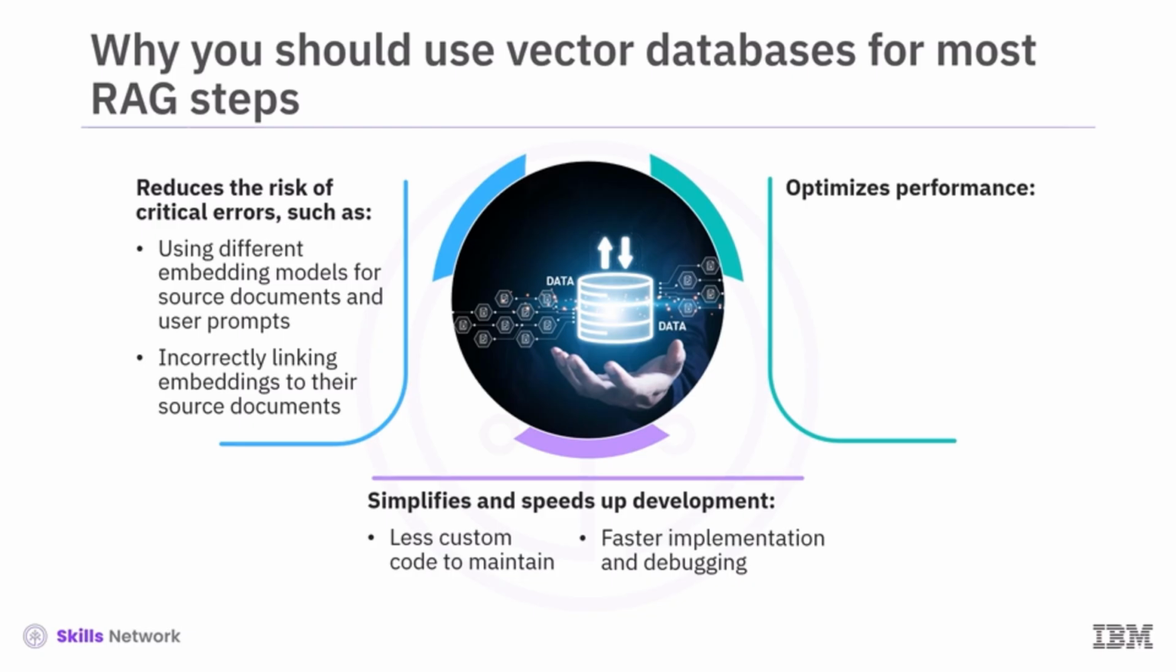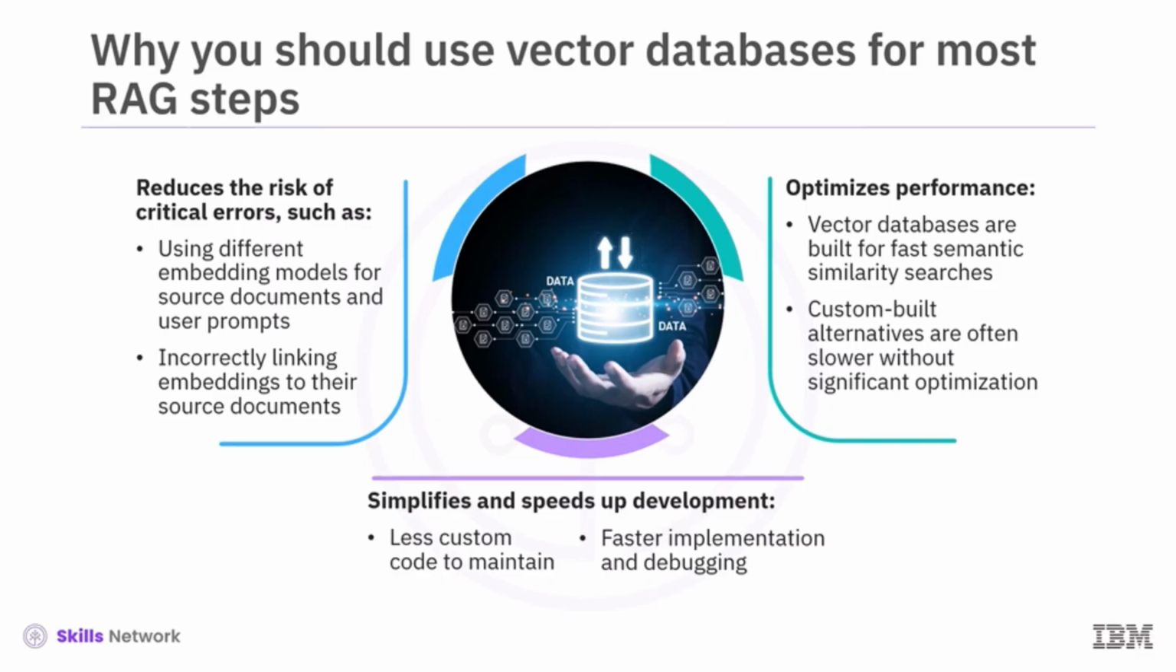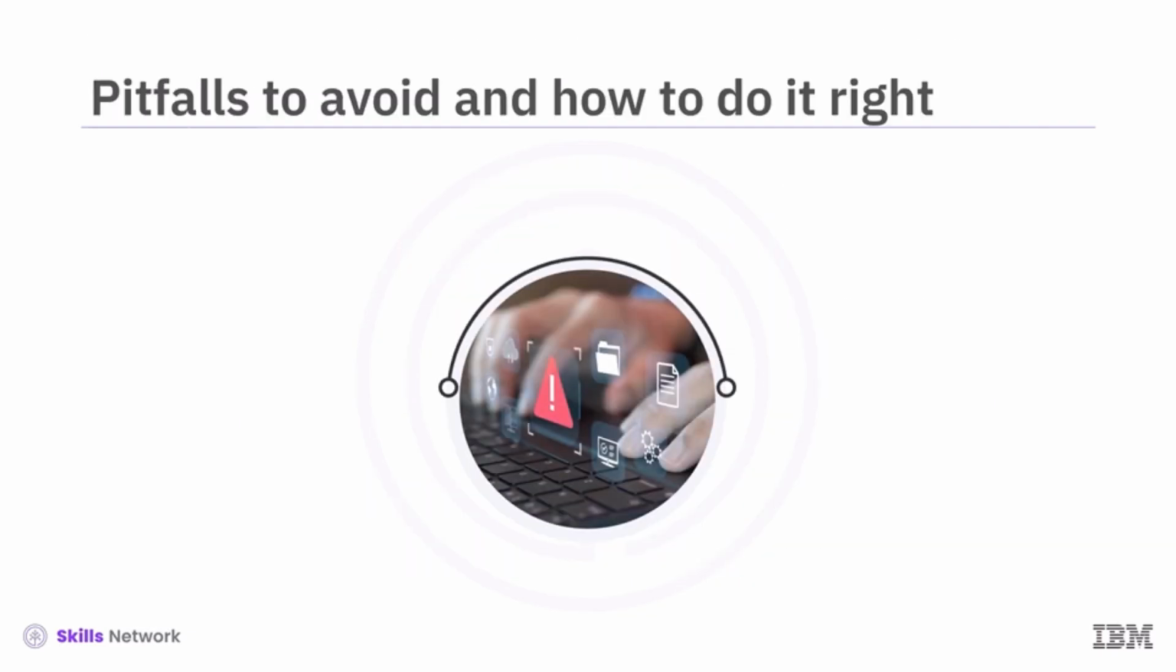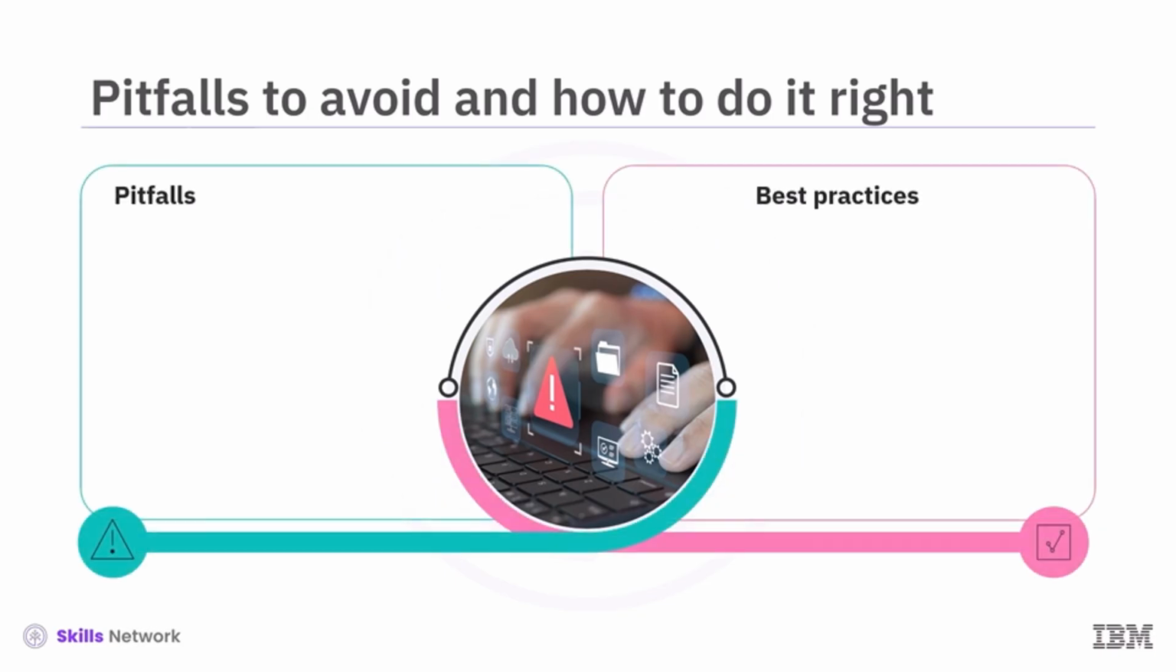And lastly, performance is a major advantage. Vector databases are built for high-speed, scalable semantic searches using advanced indexing algorithms. Custom-built alternatives typically cannot match this performance without significant optimization effort. Vector databases are powerful, but even with the right tools, there are common mistakes to watch out for in a RAG pipeline. Some of these pitfalls can be avoided by using a vector database. Others require more careful attention.